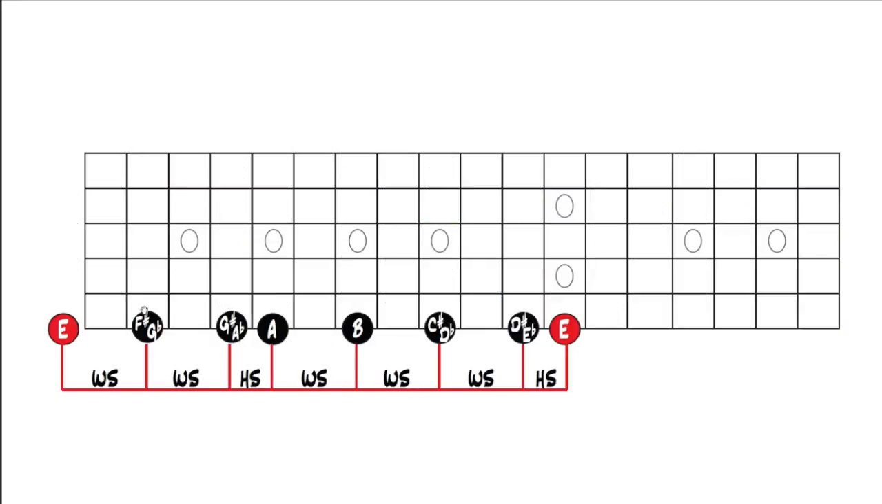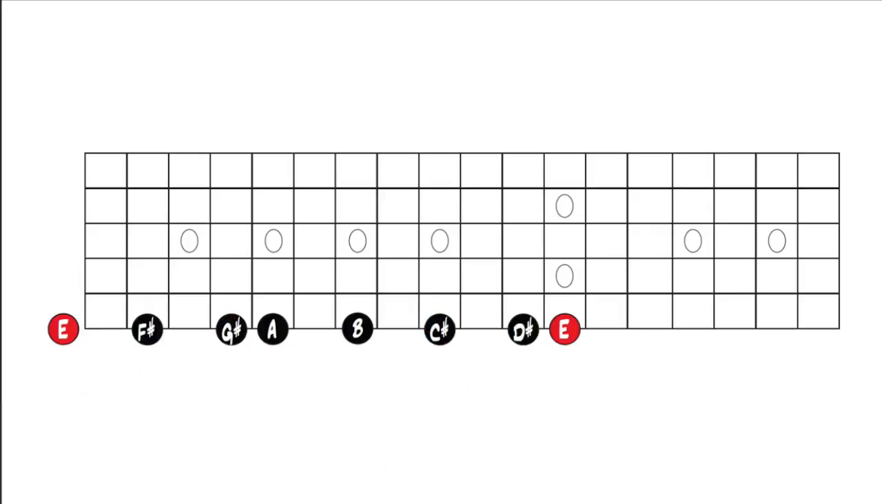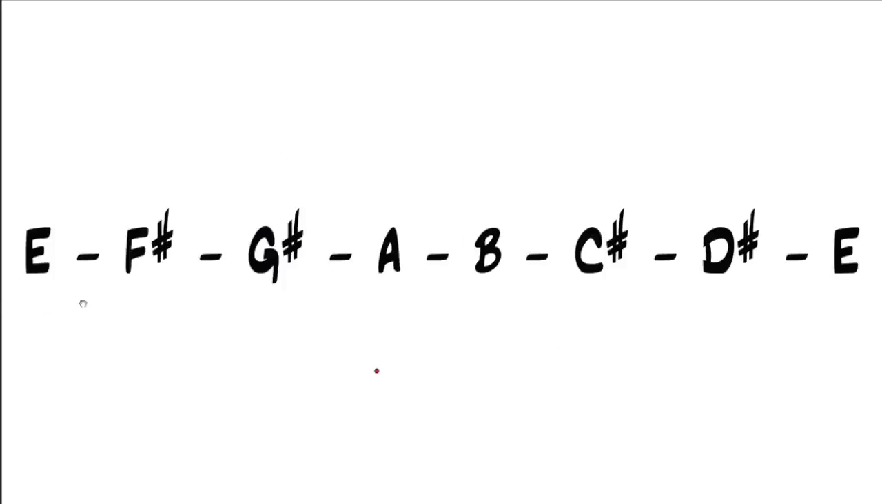We know that this has to be F sharp, this has to be G sharp, this has to be C sharp, this has to be D sharp, because that's following along with the musical alphabet. So you still have all the same letter names, E, F, G, A, B, C, D, back to E, but now it's E, F sharp, G sharp, A, B, C sharp, D sharp. So those would be sharps when you're looking at the E major scale.